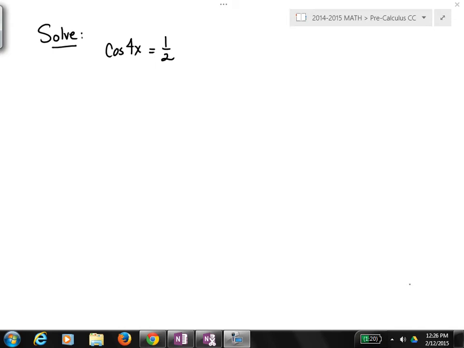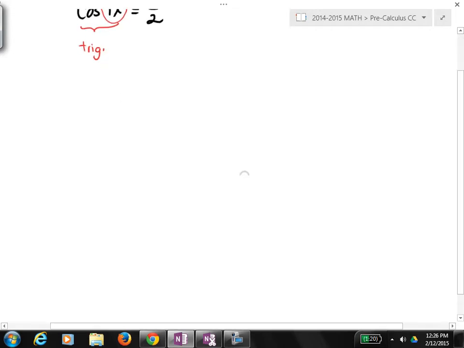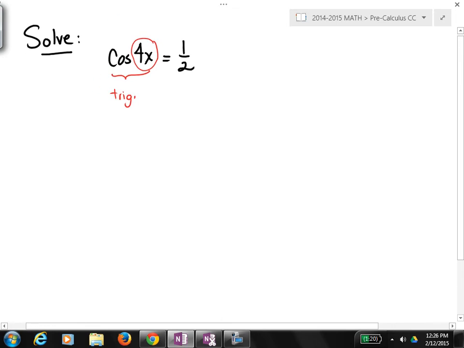Alright, on this example, notice how the trig expression is already isolated, but the only difference that I see in this problem is that 4x. Okay? Before we would just have a single x. So what we're going to do is this for 4x, we're going to let a variable be that.